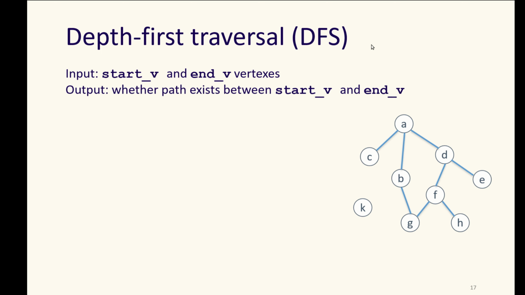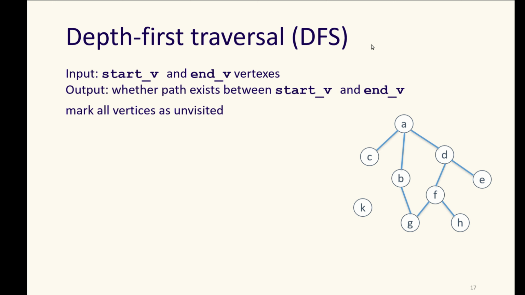The output for that algorithm would be whether or not a path exists between that starting vertex and the ending vertex. We also could make the output be the actual path. That would require tracking a little more. And so for now, we're just going to indicate whether there's a path, and then you can work on algorithms that actually track what that path is.